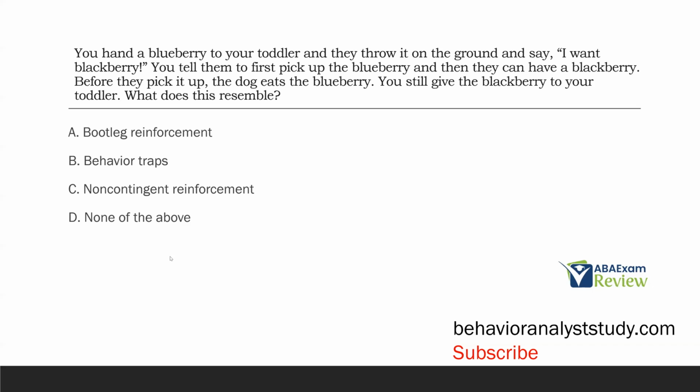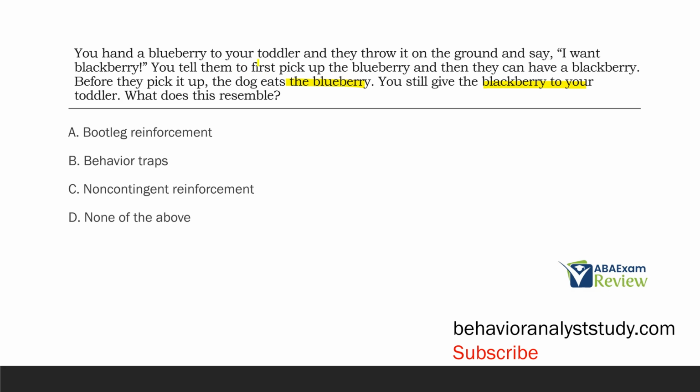You hand a blueberry to your toddler and they throw it on the ground and say, I want blackberry. You tell them to first pick up the blueberry and then they can have a blackberry. Before they pick it up, the dog eats the blueberry. You still give the blackberry to your toddler. What does this resemble? Let's think about this. We're looking specifically at the idea that you give the blackberry to your toddler after the dog ate the blueberry that they were supposed to pick up. So what are we looking at here?